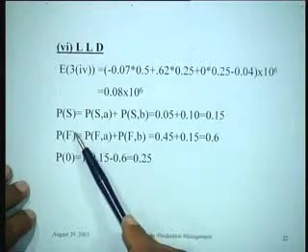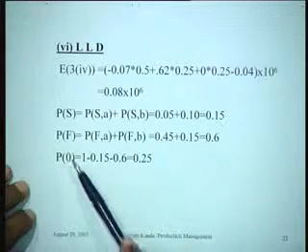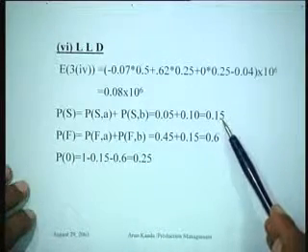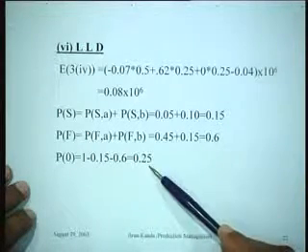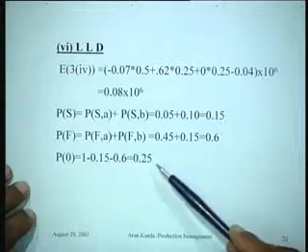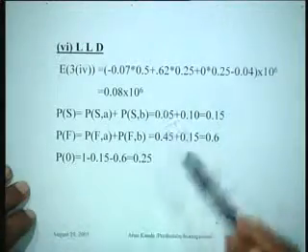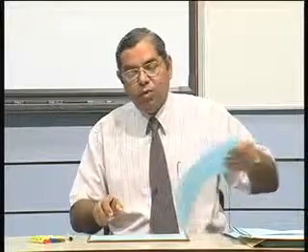And the probabilities of success, failure, and 0 are 0.15, 0.6, and 0.25. That's what it is, right? But these calculations are very similar to what we have done for the other cases. Let's now see what would happen here.